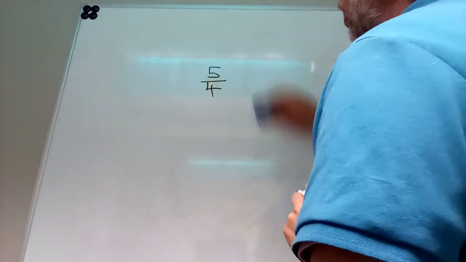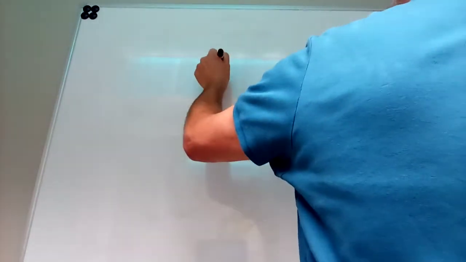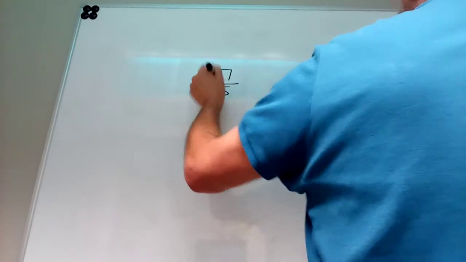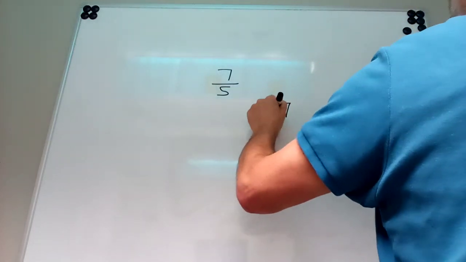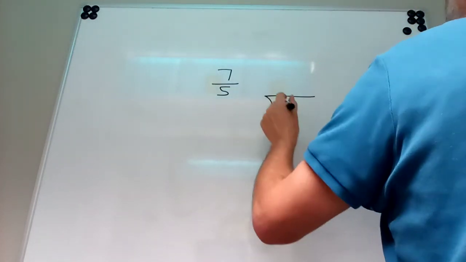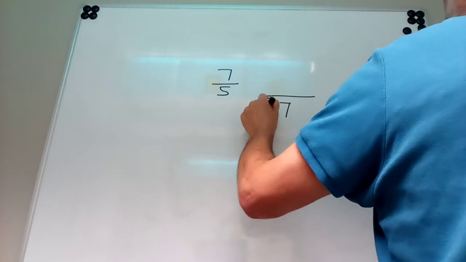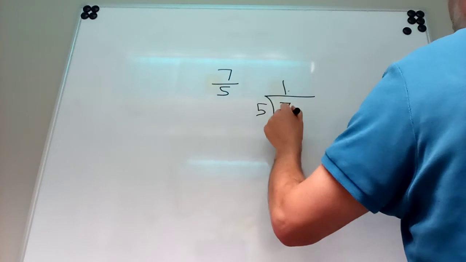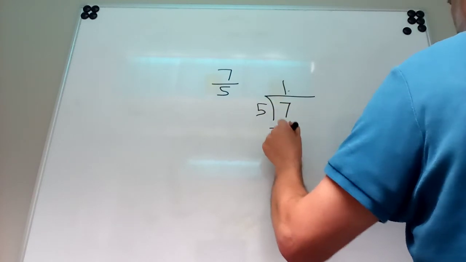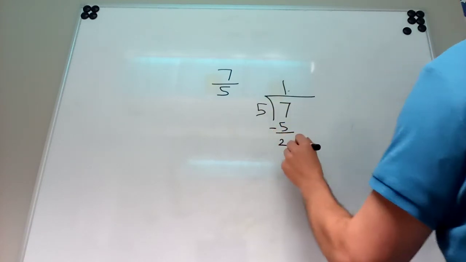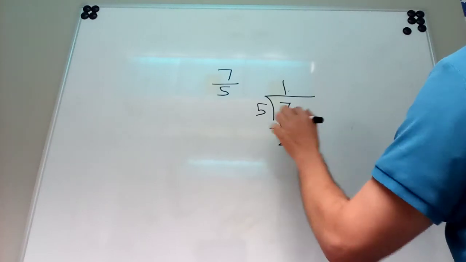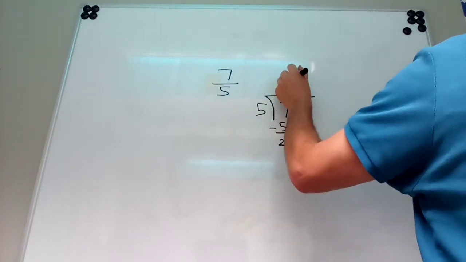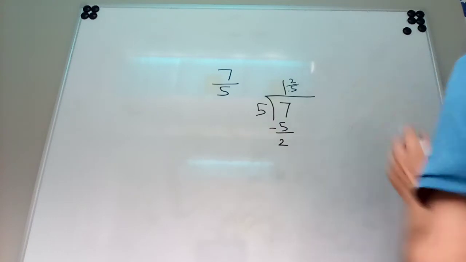So let's do a couple more like that. If I go 7 over, we'll use 5 again. I'm going to bring the 7 down here. I'm going to divide it by 5. 5 will go into 7 one time. 1 times 5 is 5. I'm going to subtract. It's going to give me 2. That's my remainder. But instead of putting remainder 2, I'm going to put 1 2/5.